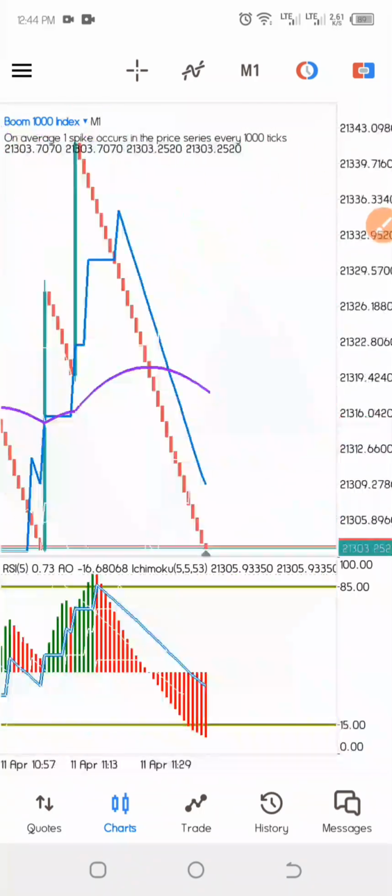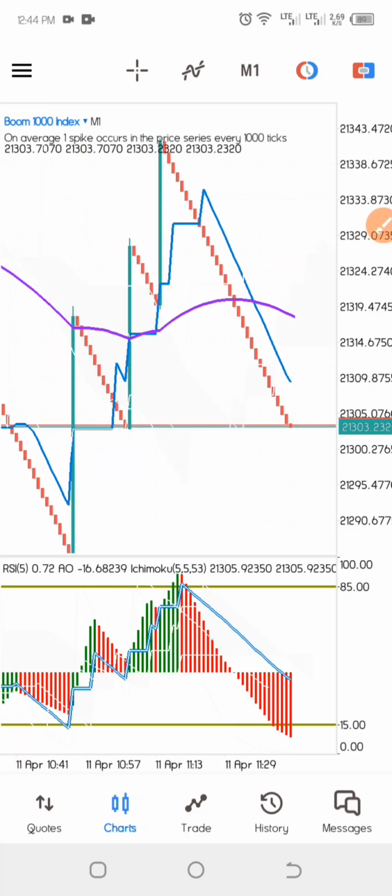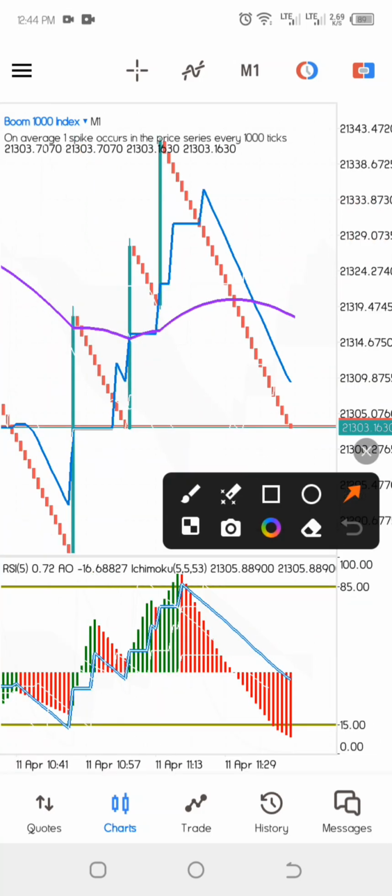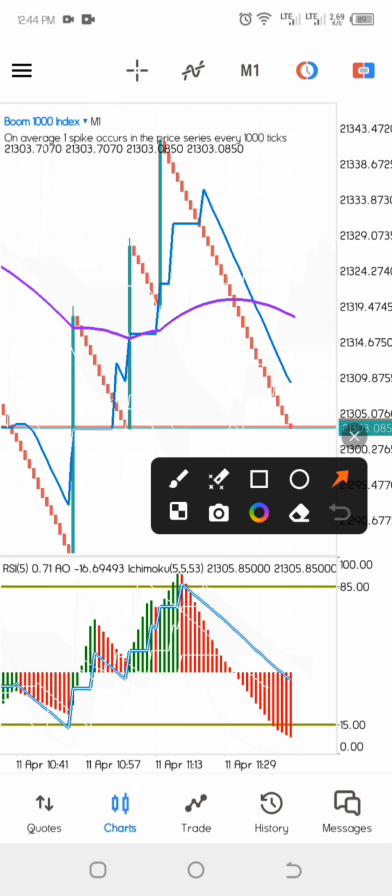Now that is that about that. So let's proceed with how to use the strategy. Make sure you keep that in mind. Make sure you always want to see the moving average below the Ichimoku. Now the first thing you have to do is patiently wait for the oscillator to come to the 85 level of the RSI.